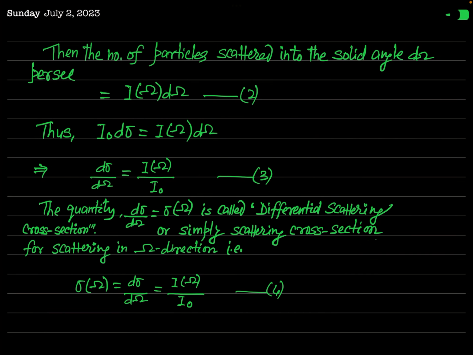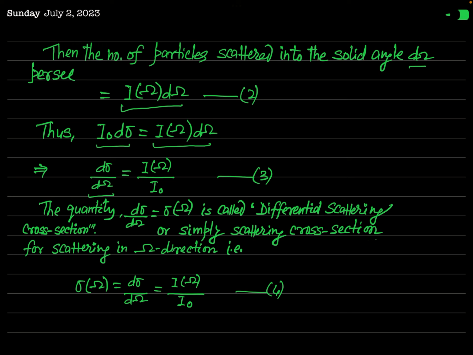Okay. So you can see, I have written here that the number of particles scattered into the solid angle dΩ will be this much. This is I(Ω) dΩ. And both of these values will be equal, so I have equated here. You can see this I₀ dσ will be equal to I(Ω) dΩ. And so you can see from here that dσ by dΩ will be equal to I(Ω) divided by I₀.